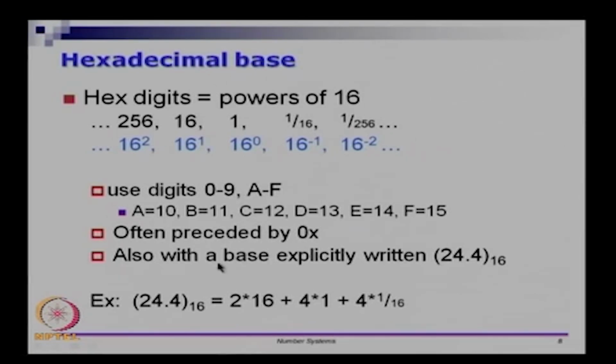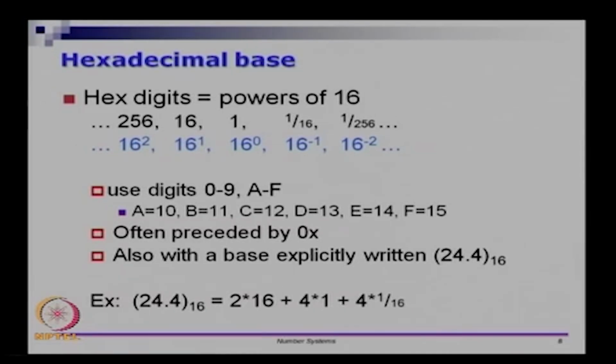So let us see a quick example first before we get into the details. So let us take this example 24.4. 24.4, if it is written in hexadecimal, then it is as good as 4 into 16 power 0 plus 2 into 16 power 1. So that is for the left side. So that is 2 into 16, 32 plus 4 into 1, 4, so that is 36. And the right side we have 4 into 16 power minus 1, or that is 1/4. So that is 0.25. So 24.4 in hexadecimal is the same as 36.25 in decimal.